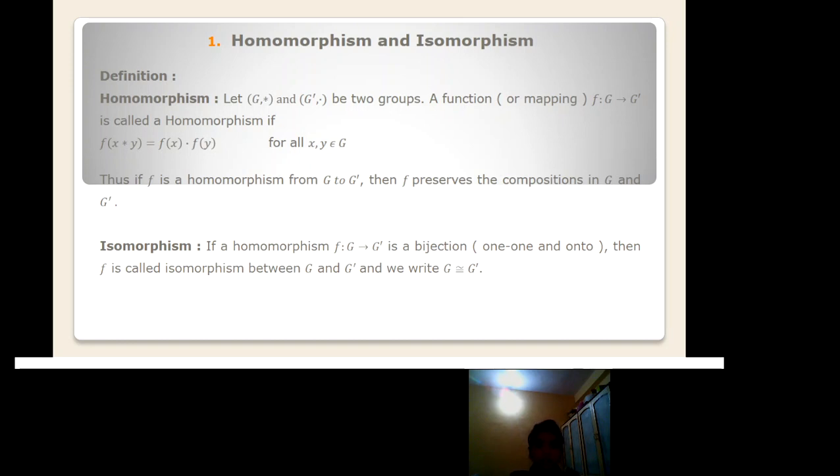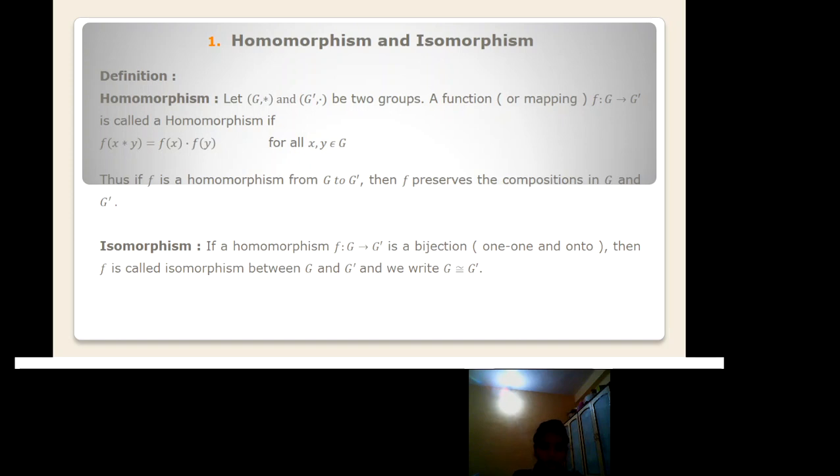Homomorphism. Let (G, *) and (G', ·) be two groups. A function or mapping f from G to G' is called a homomorphism if f(x * y) = f(x) · f(y) for all x, y belongs to G. Thus, if f is a homomorphism from G to G', then f preserves the compositions in G and G'.